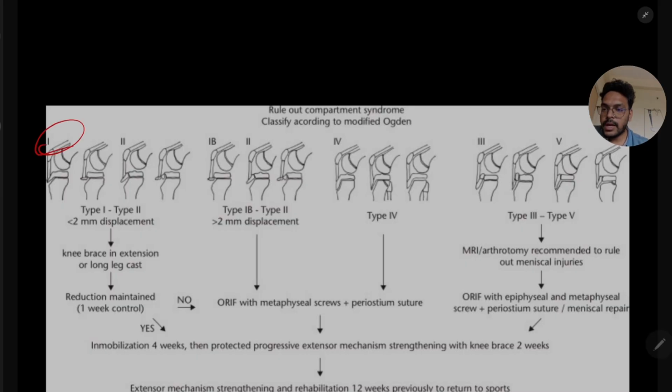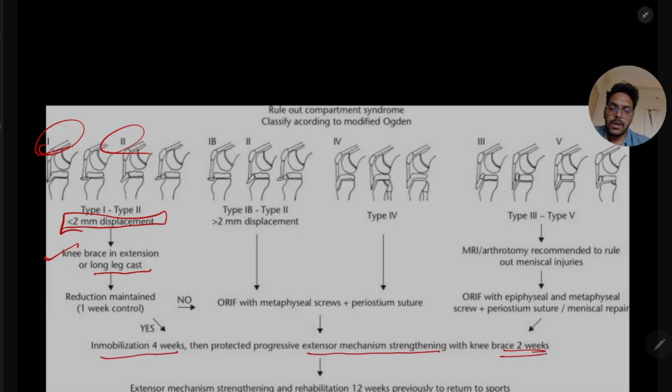So if it is type 1 to type 2 with less than 2 mm displacement, only a knee brace or a long leg cast is sufficient, and reduction may be maintained for 1 week in control and immobilized for 4 weeks. Then protected extensor mechanism strengthening exercises for 2 weeks. Then extensor mechanism strengthening can be done, and rehabilitation at 12 weeks, then return to sports. This is for type 1 and 2 with less than 2 mm displacement.